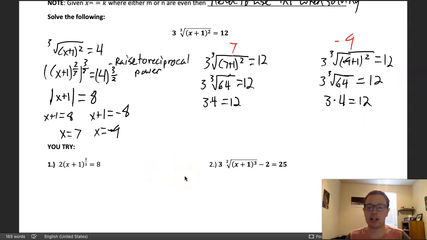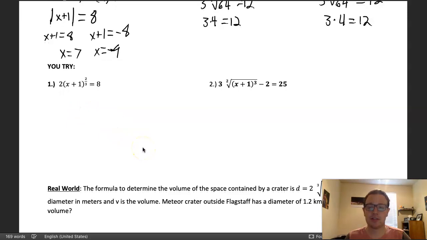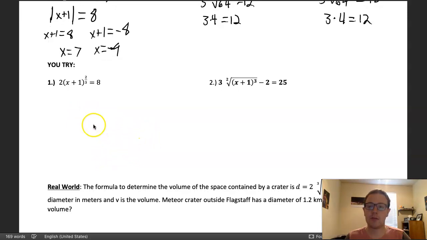Now let's have you all try a couple. First one we have here, we have 2 times (x + 1) to the 2/3 power is equal to 8. What would our solutions be for this? To start off, we need to get this fractional power by itself, so we're going to divide by 2. We get (x + 1) to the 2/3 is equal to 4. Again, we're going to raise this to the 3/2 power to get rid of our exponent. We have 2/3, so we need to multiply by the reciprocal.